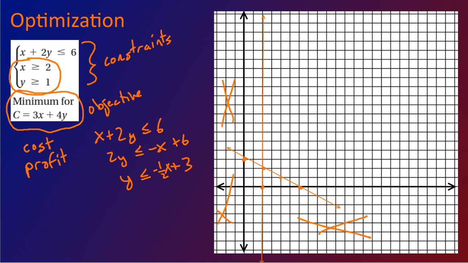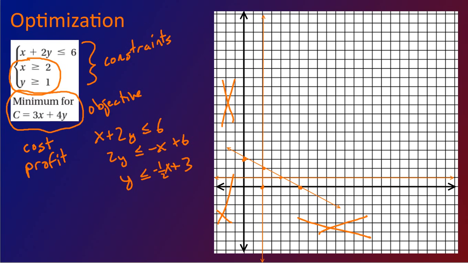Now I didn't shade yet, but that's because I don't want this graph to be too messy right away. And next is y is greater than 1. So I find 1, that's right here. That is a line.